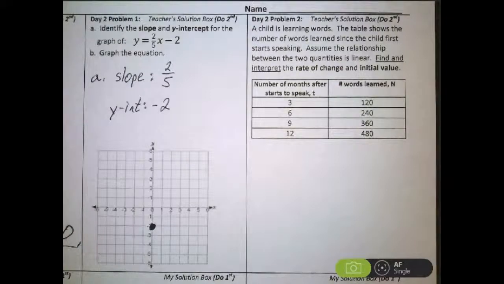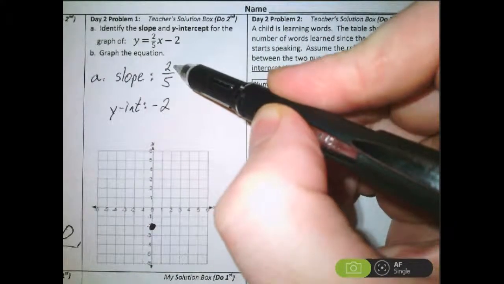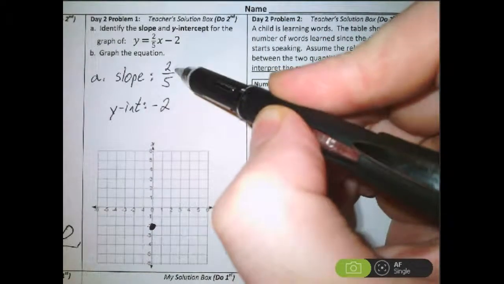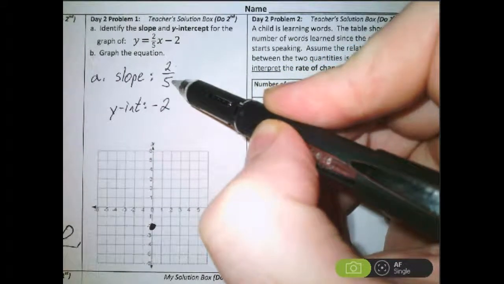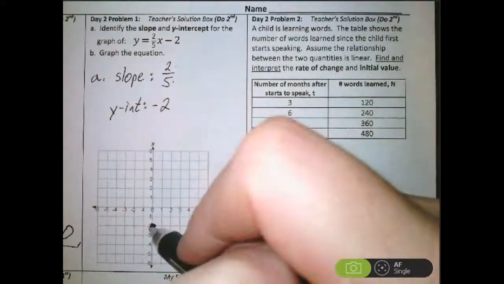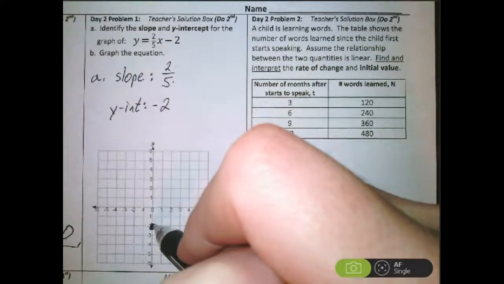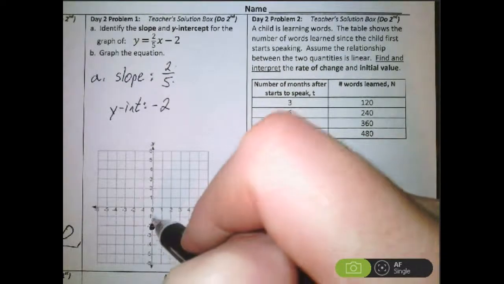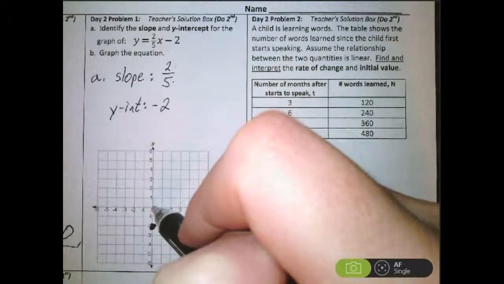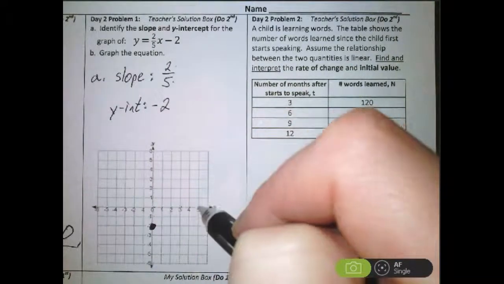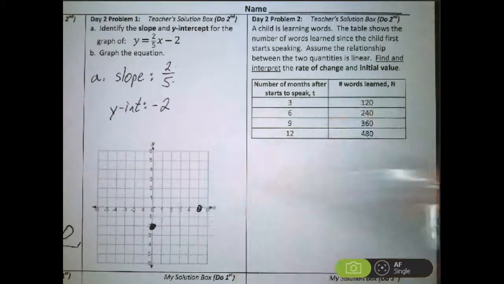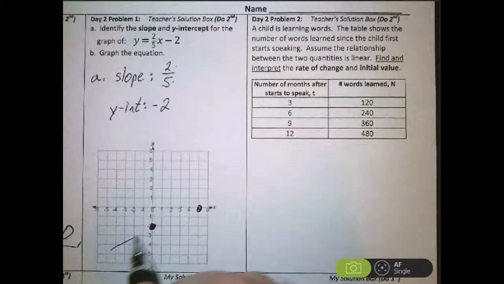Now we can use the slope, or rate of change, to get another dot on the line. Thinking of this as a rate, y is on top, x is on bottom. The y increases by 2 when the x increases by 5. Let's do that with our pen. So we're going to start at this dot. Increase the y by 2, 1, 2. And increase the x by 5, 1, 2, 3, 4, 5. Here is another dot on the line. And we can draw the line through, and we have it.